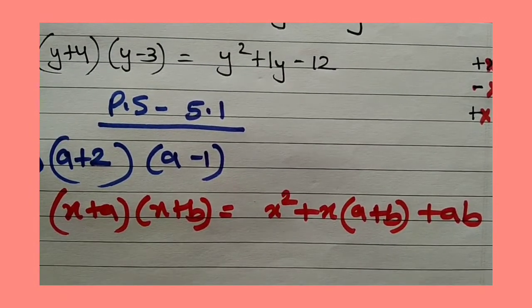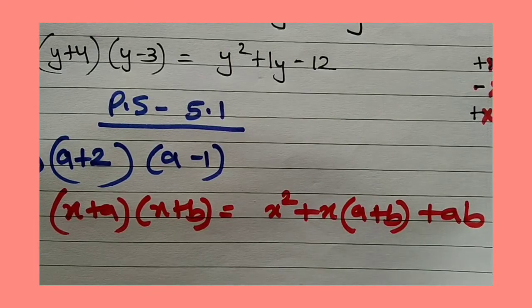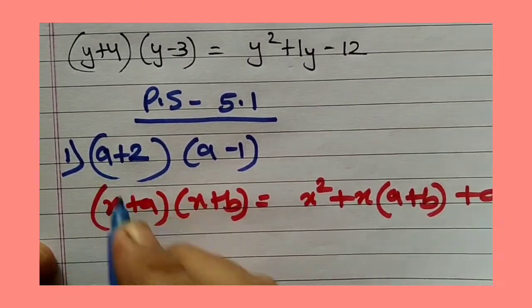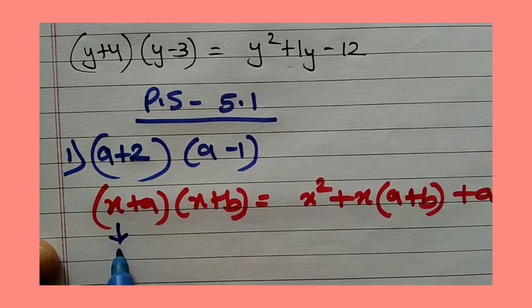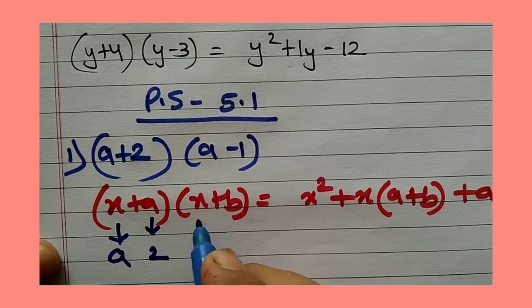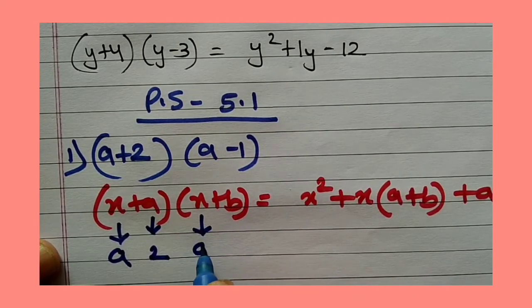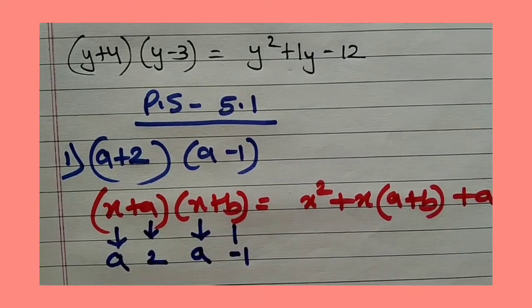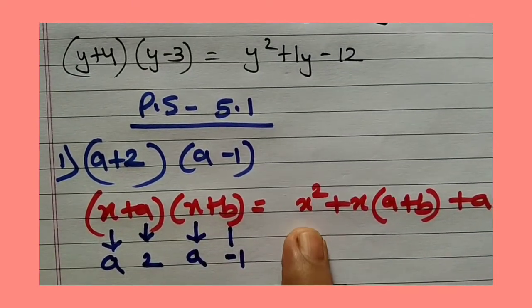Now we will substitute. What is in place of x? What do we have here? We have a. In place of a, what do we have here? 2. Again in place of x we have a, and in place of b we have minus 1. So write down this way, substitute. Now it will be easier for you.